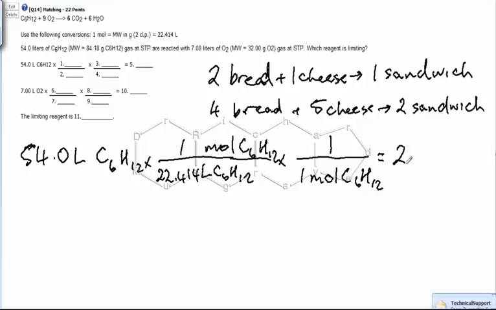and that's going to come out at 2.41 would be the mole ratio there. Remember, there's no units on this. The moles cancel, the liters cancel, so we're just left with that.